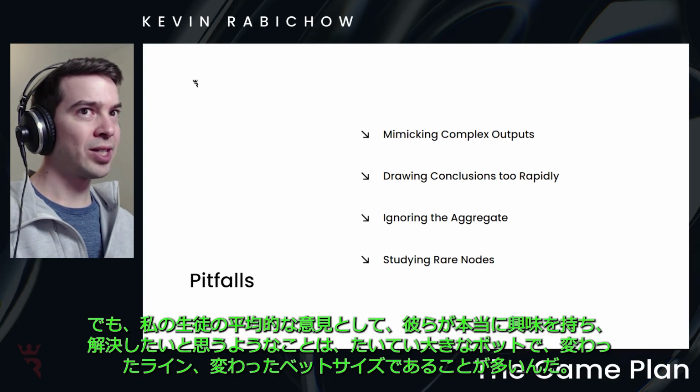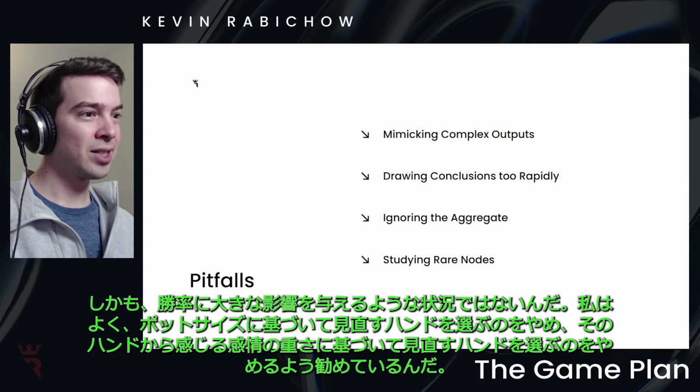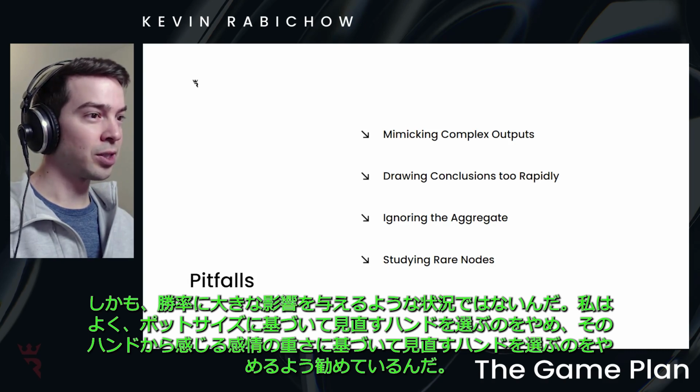But what I see on average from my students is that the stuff that really grabs their attention, that they want to solve because it's bothering them, are usually these big pots with unusual lines, with unusual bet sizes, and they aren't the types of situations that have big impacts on their win rate. And I'm very often trying to encourage them to stop choosing the hands that they review based on pot size, to stop choosing the hands that they review based on the emotional weight that they're feeling from those hands.